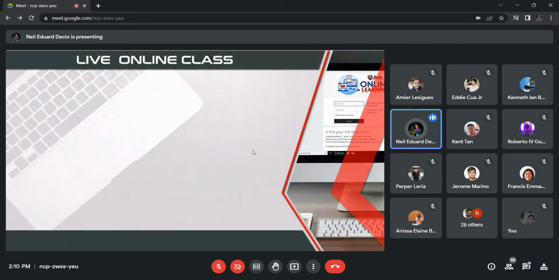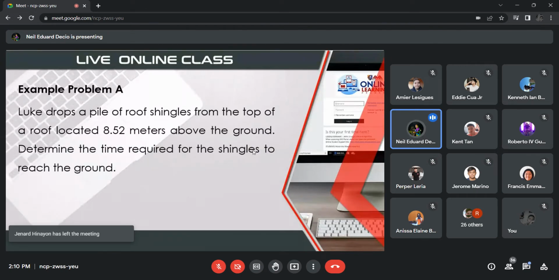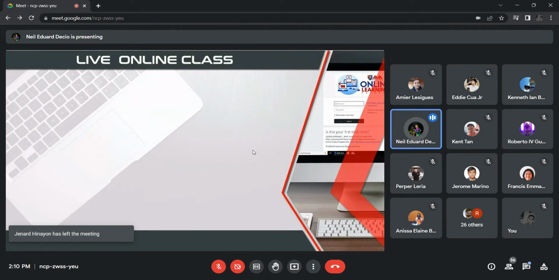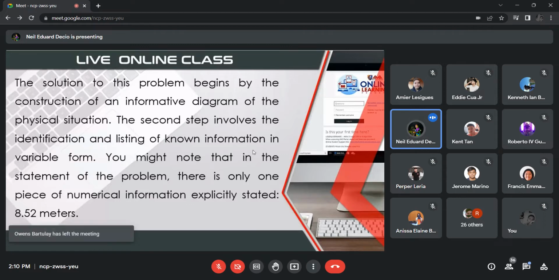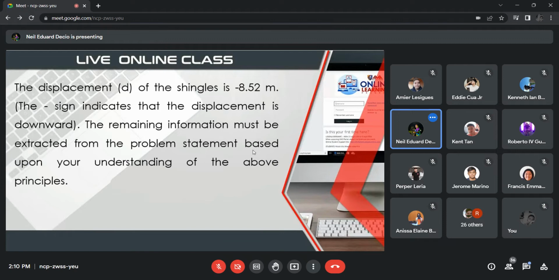According to the problem, Luke drops a roof shingle. So we can just draw that object, and the direction that it is going, and of course the given. The displacement, or d, of the shingle is negative 8.52 meters. Why is it negative?